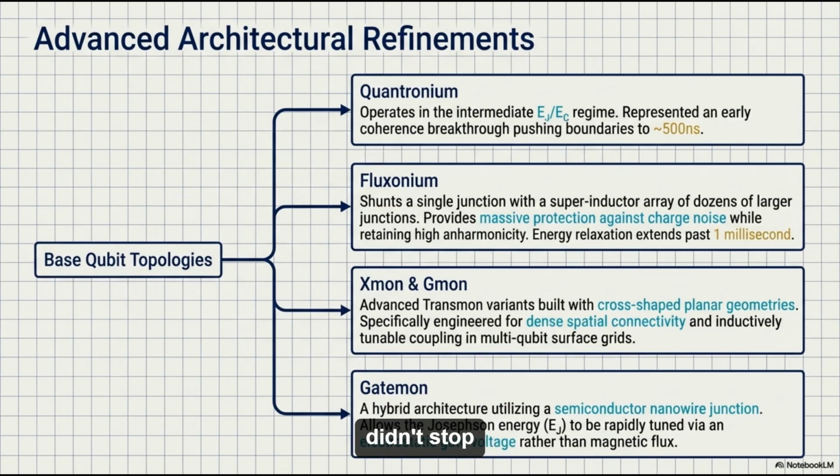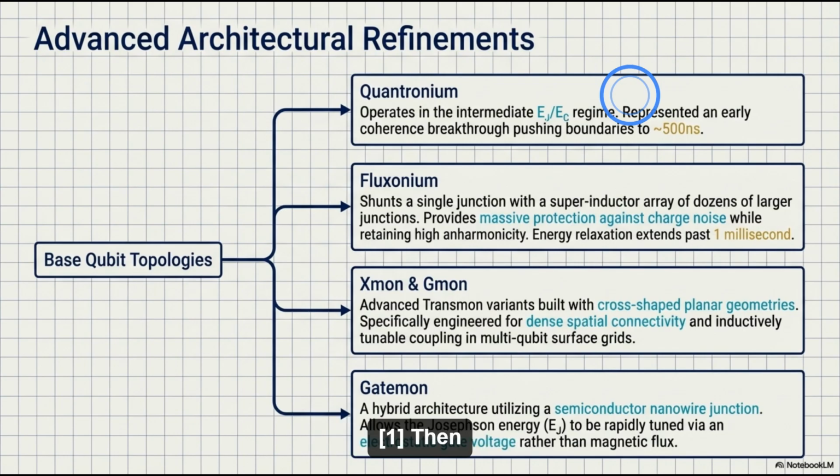But people didn't stop at the Transmon, right? Oh no, the zoo just keeps growing. Let me walk you through a few. Start with the quantronium. Early variant, intermediate regime, pushed coherence to about 500 nanoseconds. Big deal at the time.